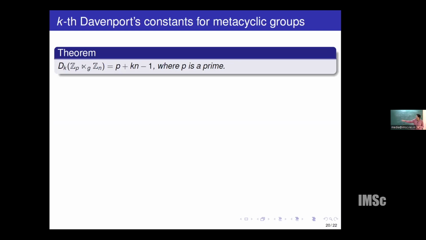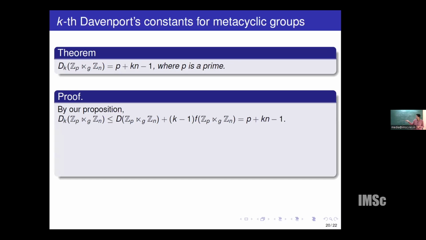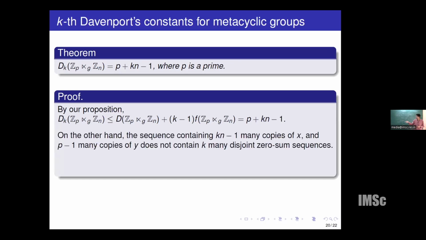And now this result will immediately imply what the kth Davenport's constant is, because we get the upper bound, and the lower bound is gotten by taking kn minus 1 many copies of x and p minus 1 many copies of y.